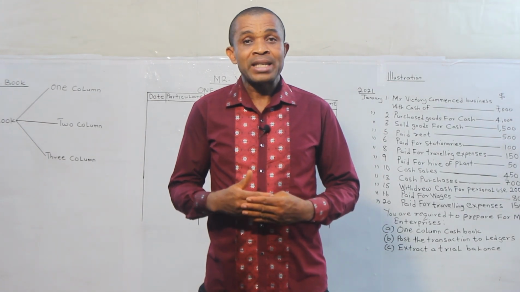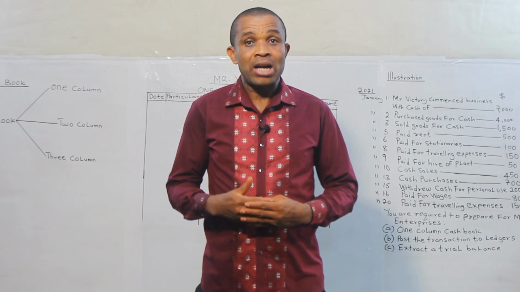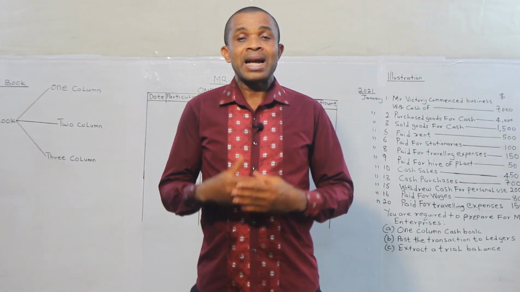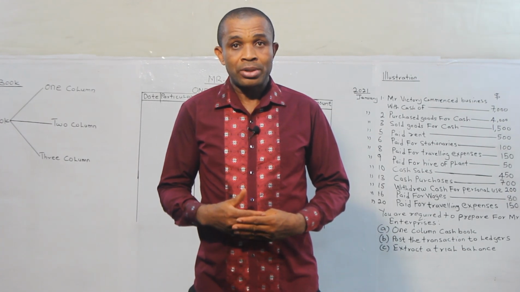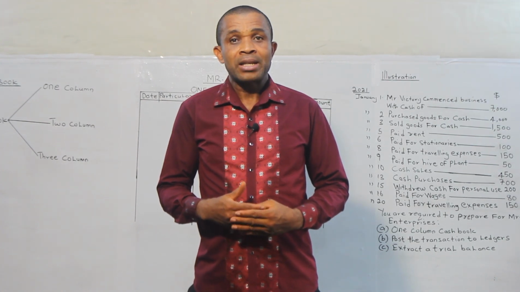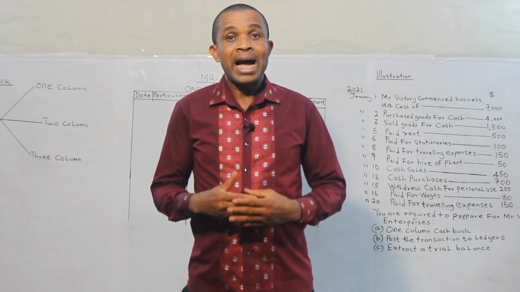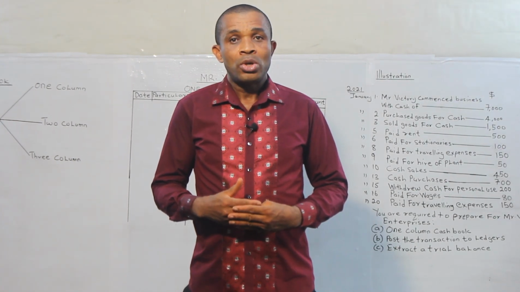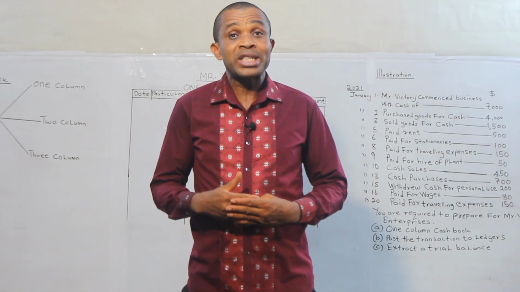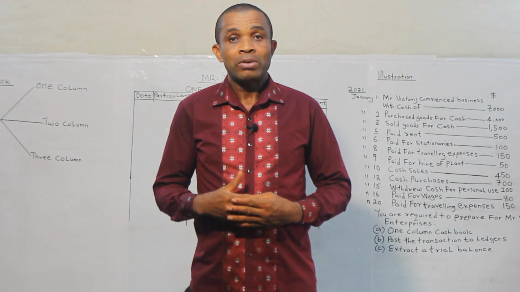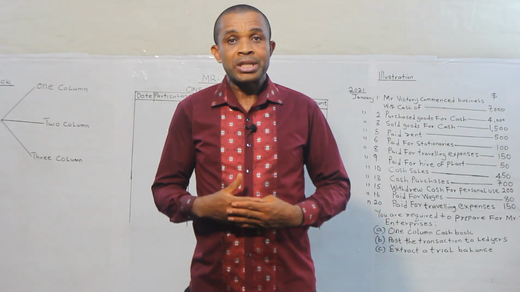As we have earlier defined, the 1 column cash book, otherwise known as the cash account, is an account that records only cash transactions. It does this by debiting all cash received and crediting all cash paid out. We are also going to look at how transactions from the cash account will be posted to the ledgers and how we can extract the trial balance from the postings.